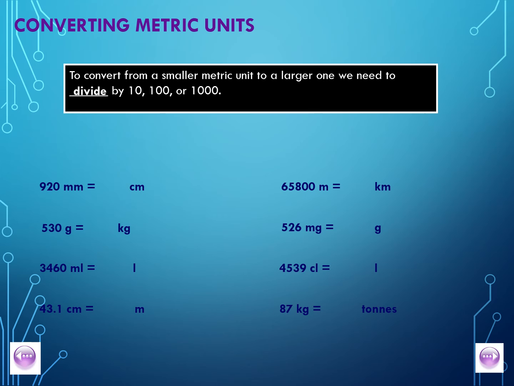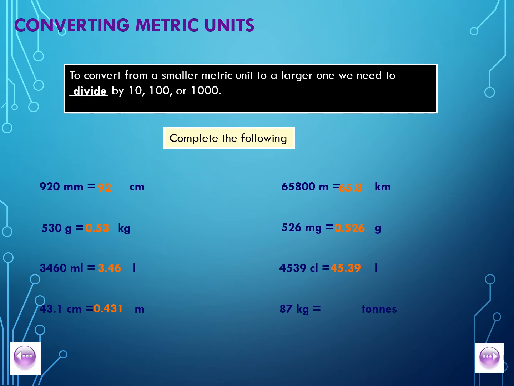So if you've got your answers already, 920 millimeters is 92 centimeters. 530 grams is 0.53 kilograms. 3,460 milliliters equals 3.46 liters. 43.1 centimeters is 0.431 meters. 65,800 meters is 65.8 kilometers. 526 milligrams is 0.526 grams.